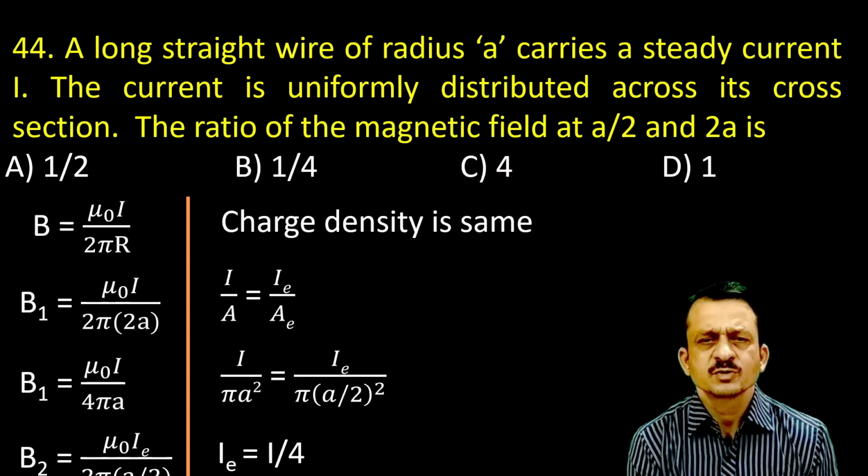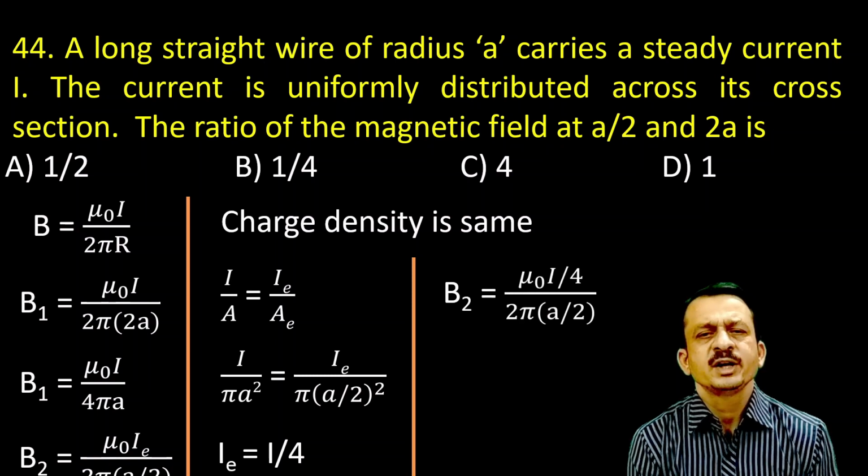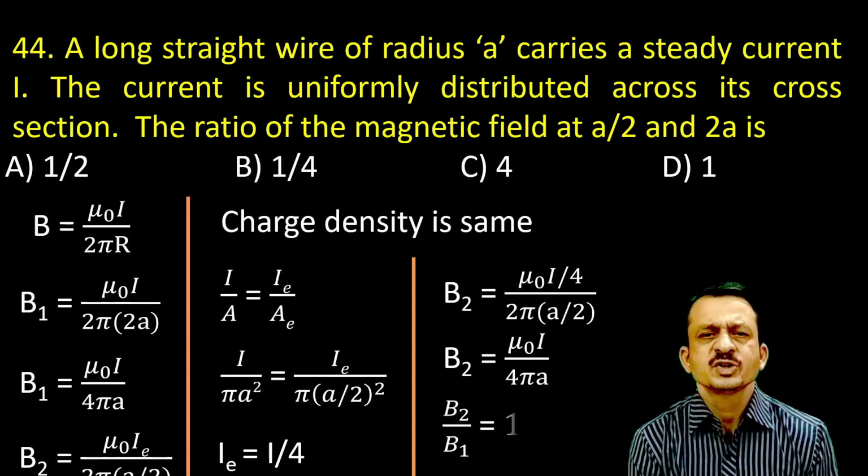Now if you substitute this in the expression for B2, we get B2 is equal to mu naught into I divided by 4, divided by 2 pi into A by 2. Now simplifying this, we get mu naught into I divided by 4 pi A. Now B1 is also mu naught into I divided by 4 pi A. B2 is also mu naught into I divided by 4 pi A. If you take the ratio, it becomes 1. Hence D is the right answer here.